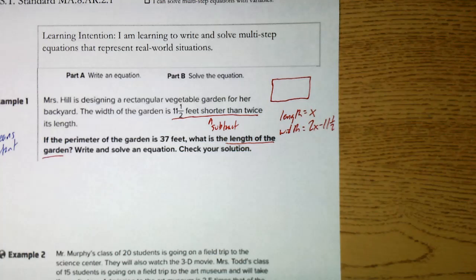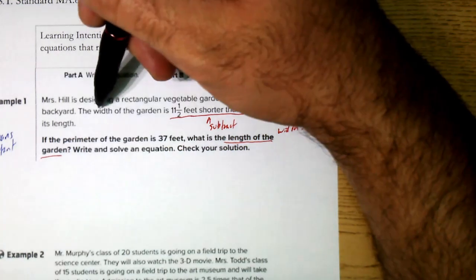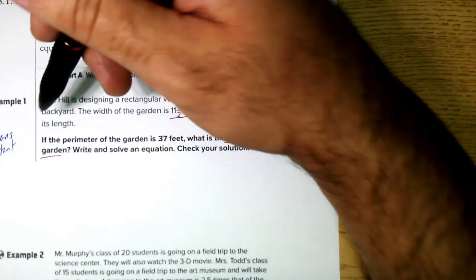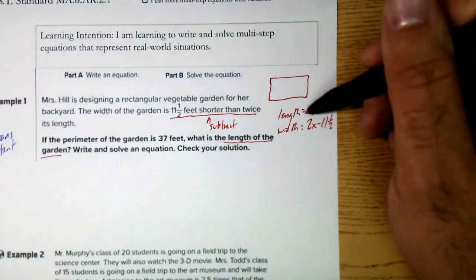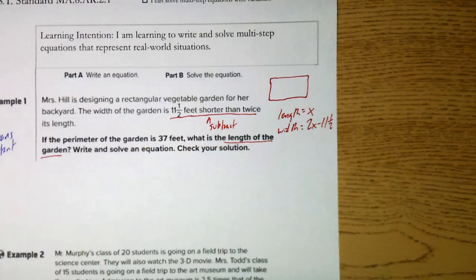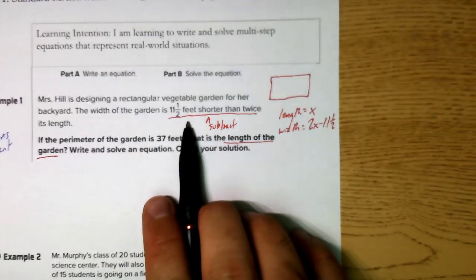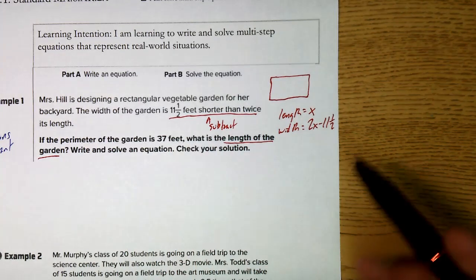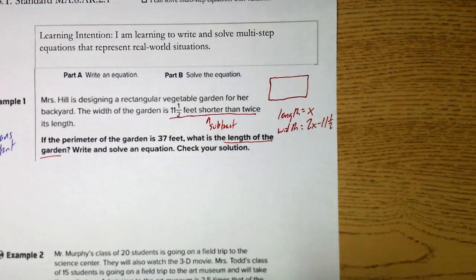Okay, as you start doing these more, as we continue to work on these, you'll get better at understanding where these things are coming from. But again, they gave us a lot of information for the width, didn't tell us anything for the length. So that tells us that the length was just x, and then we had to go through the 11.5 feet shorter than twice. That's where we get this from.